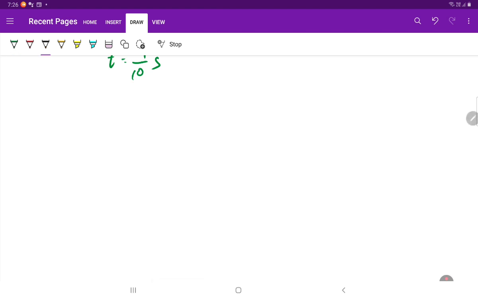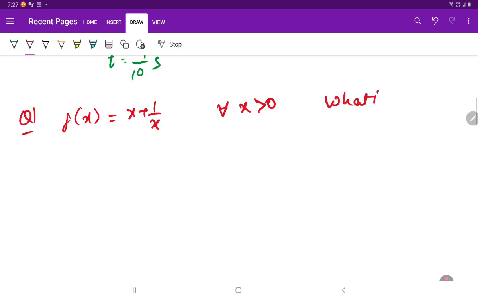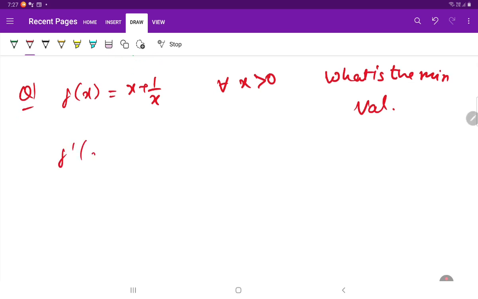Taking another question. This is a very famous question; you might know about it. f of x is equal to x plus 1 by x. Then for all x greater than 0, what is the minimum value? This is the standard AM-GM question which you will encounter in class 11 mathematics itself. To do this, we can also involve a bit of calculus. Just differentiate. You'll get 1 minus 1 by x square. From here, we get x equal to 1.